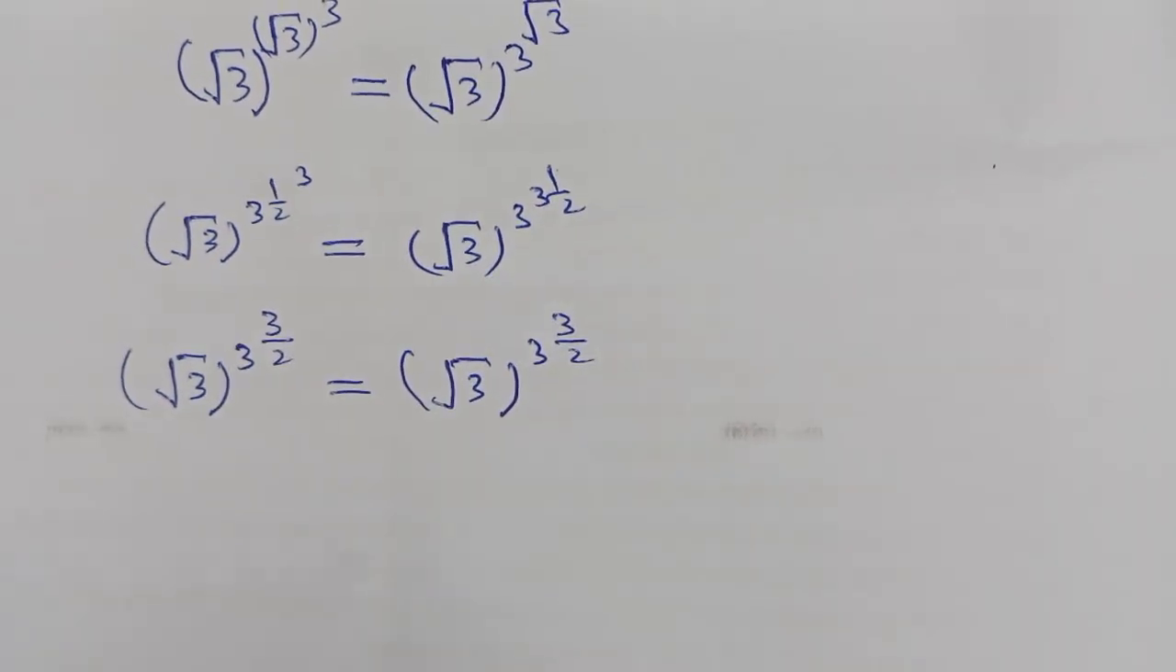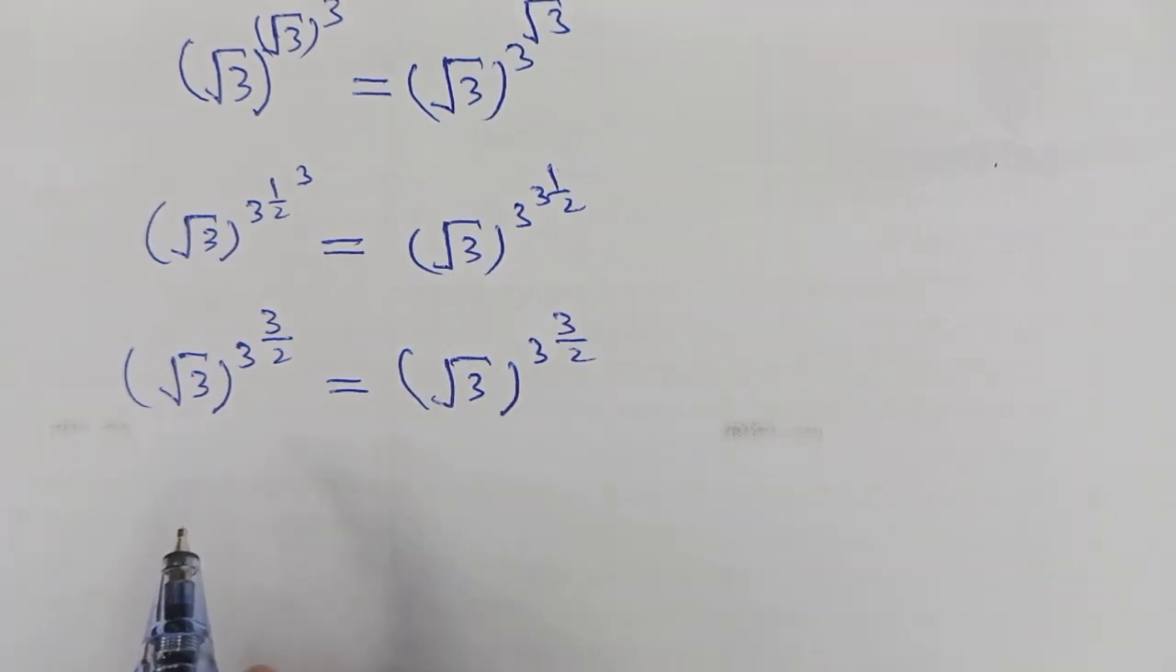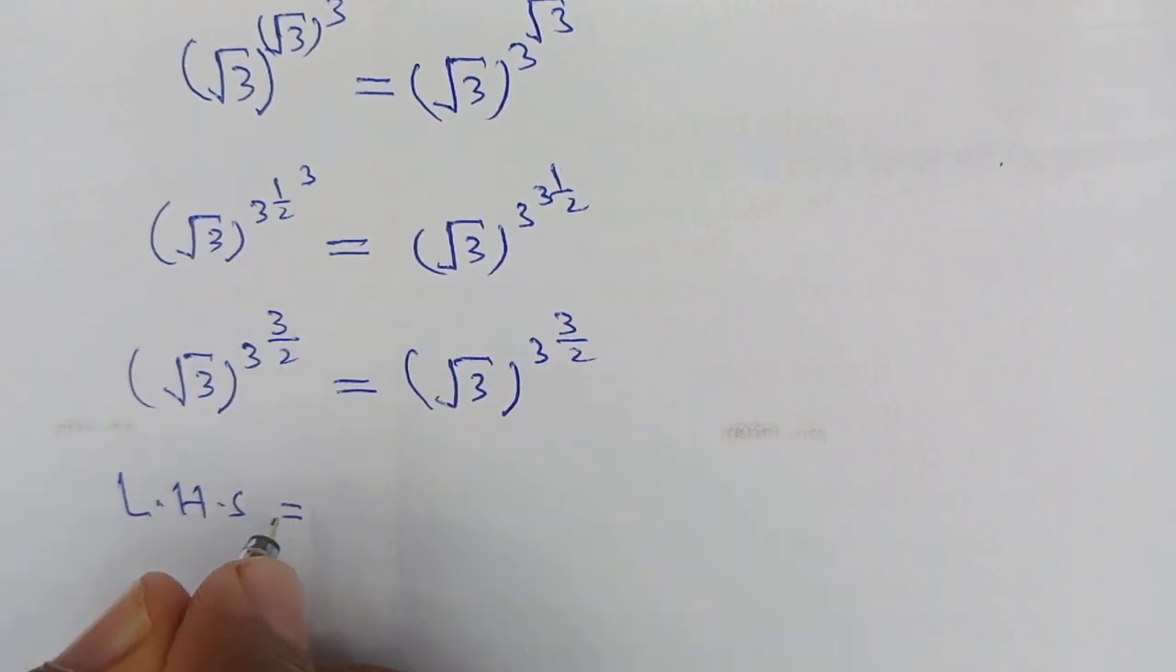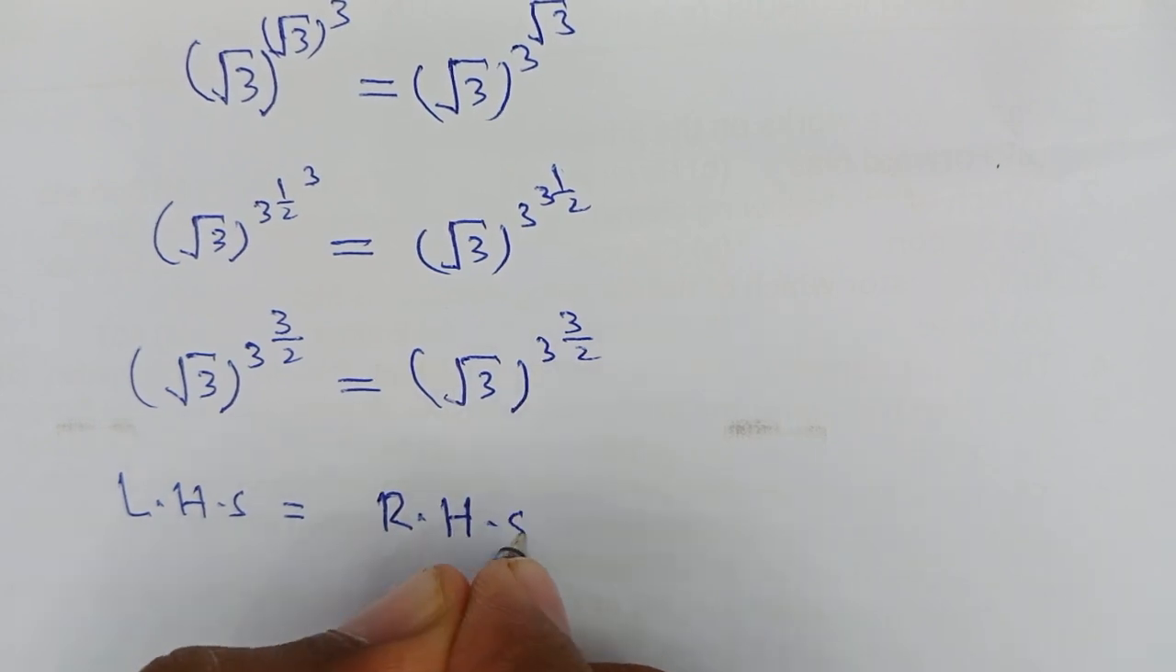From here we can see that the left hand side is equal to the right hand side. So it has been proved that x power y is equal to y power x.